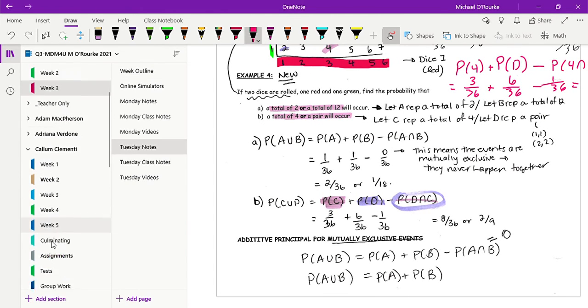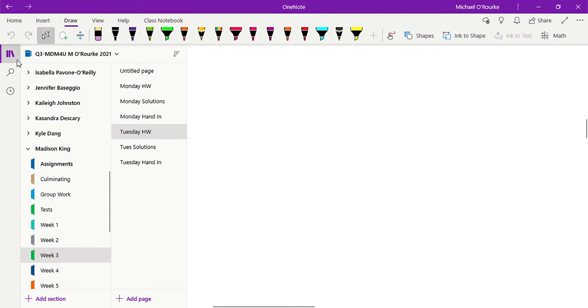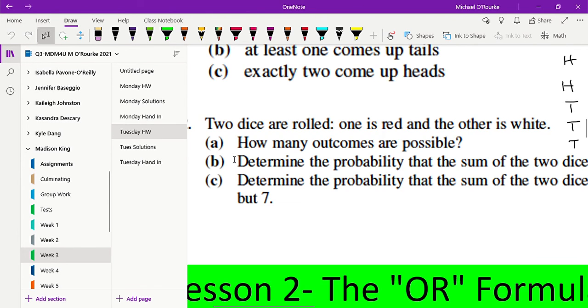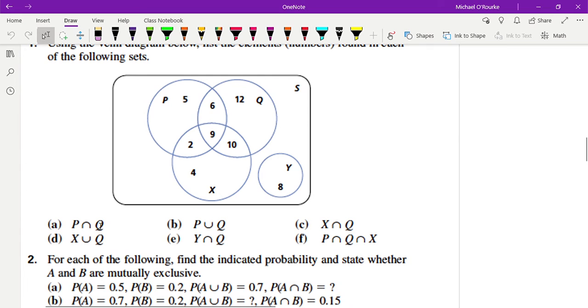So let's take a look at our homework real quick. There's a question along the lines of just remembering what intersection is, and the difference between intersection and union. Which of these letters, P, Q, X, and Y, is mutually exclusive? Which one's mutually exclusive from the others? It doesn't intersect with any other. If it's inside the square, it's part of the Venn diagram, because that's the universal set.